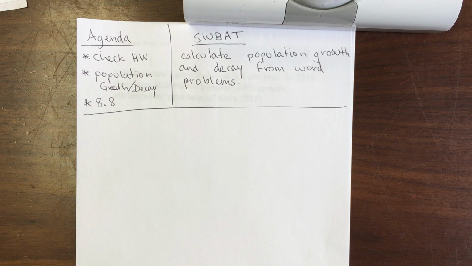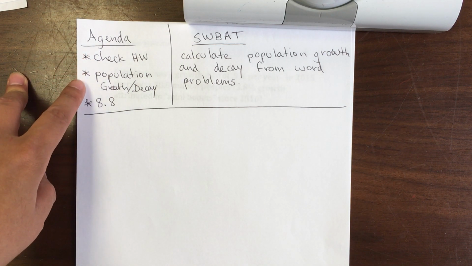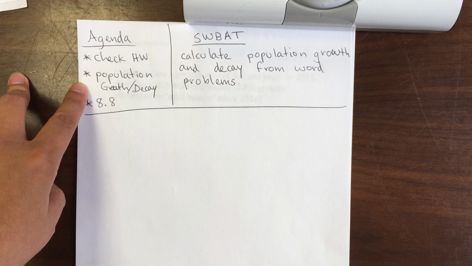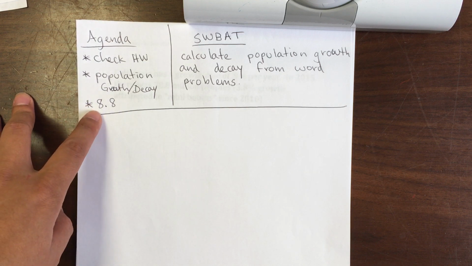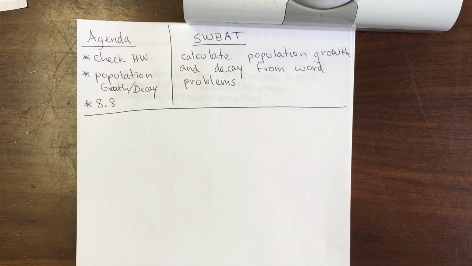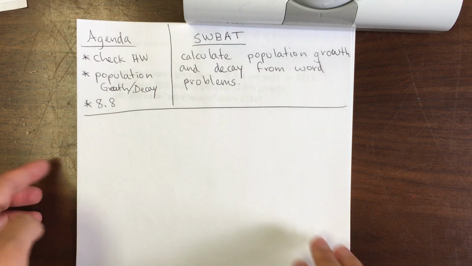Hello students, today's agenda is to check your homework. We're going to learn about population growth and decay, and you will be able to do 8.8. Today students will be able to calculate population growth and decay from word problems.